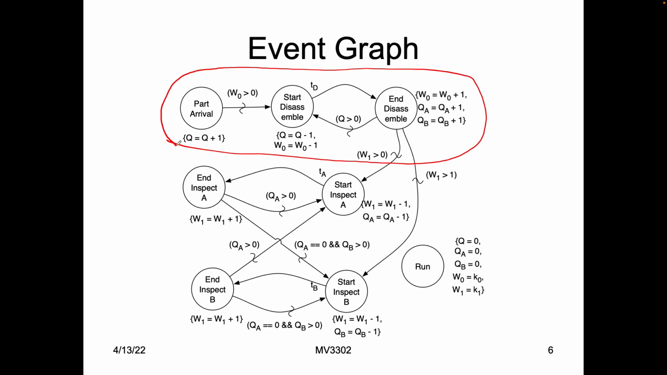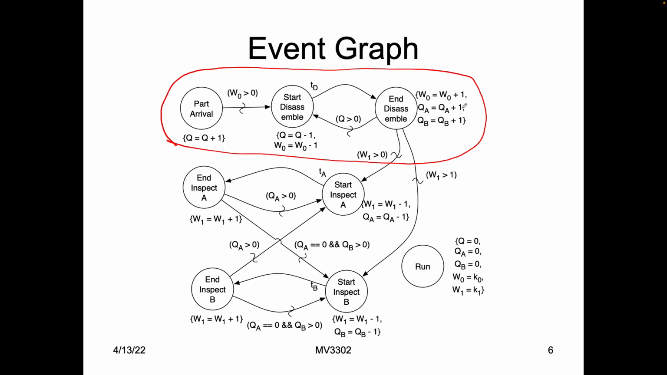Structurally, does this look familiar? It ought to, because we've done it lots of times. Structurally, it has the same pattern as our multiple server queue and many of its variants. So a part arrives, and the number of parts in the queue is going to increase by 1. If there's a disassembly worker available, then you can start the disassembly. So instead of start service, we're starting disassembly. The time is going to be the disassembly time.